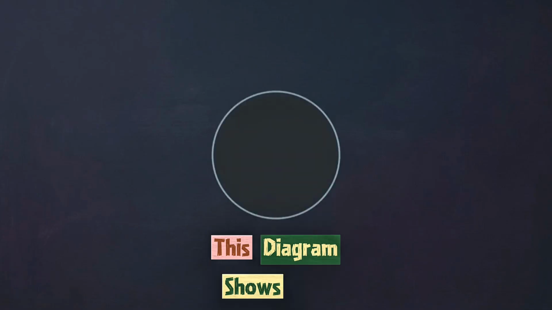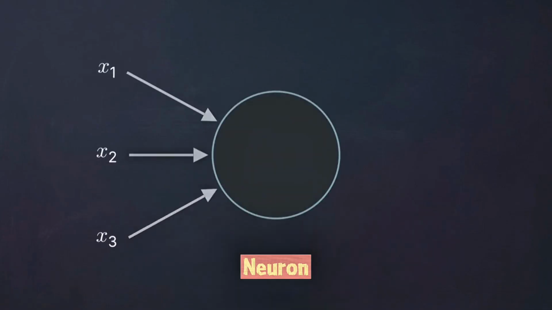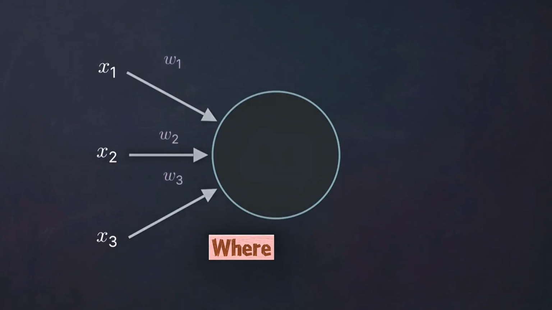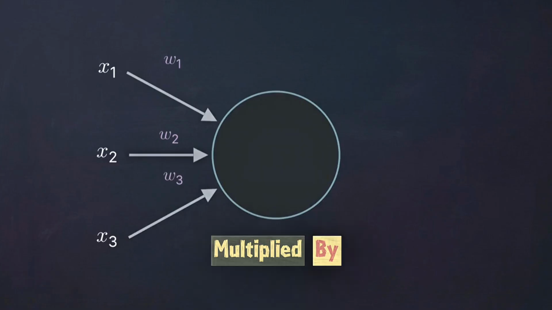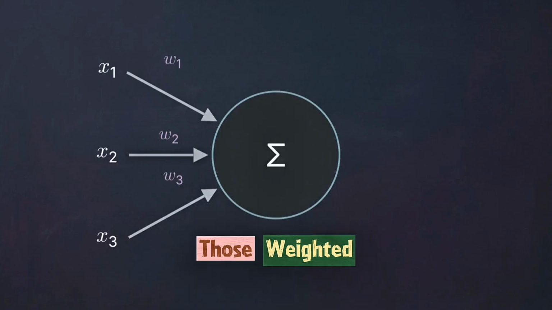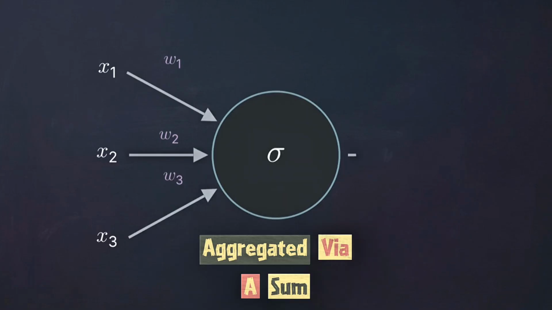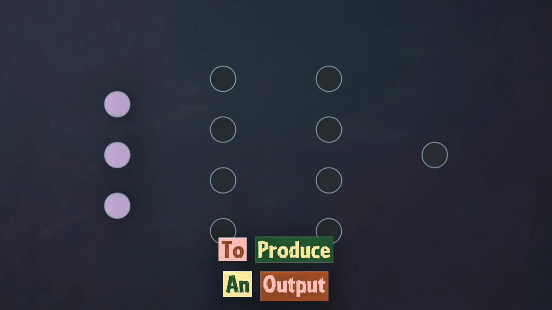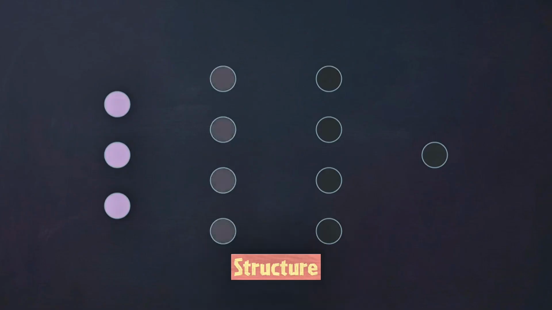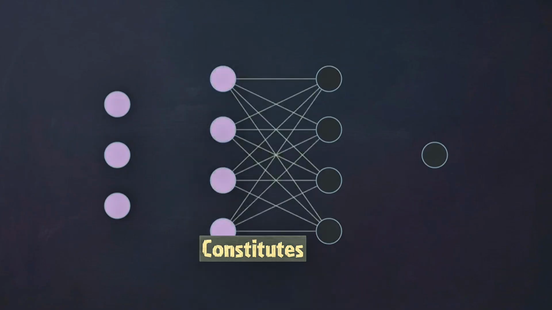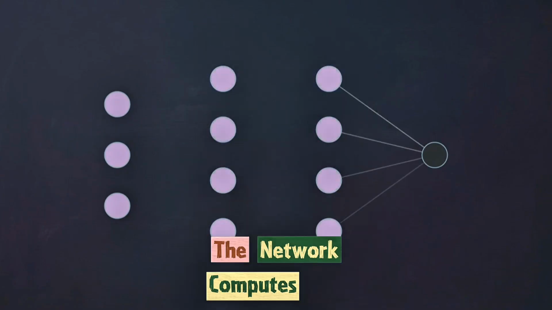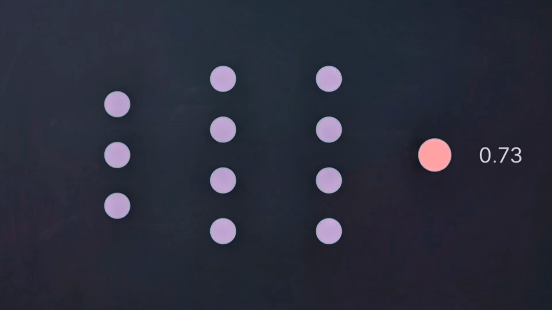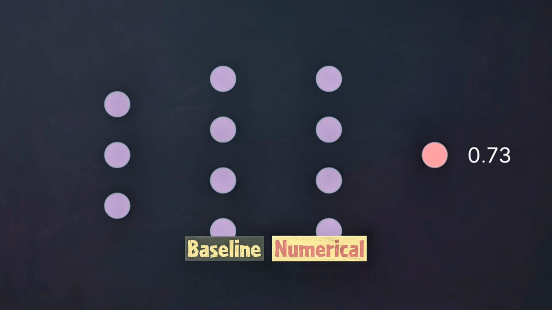This diagram shows the mathematical translation of that neuron. It is a rigid graph node where inputs are first multiplied by specific weights. Those weighted inputs are aggregated via a sum, and then passed through a nonlinear activation function to produce an output. Feeding data through this structure from left to right constitutes the forward pass. The network computes the inputs layer by layer, eventually resulting in a baseline numerical prediction.